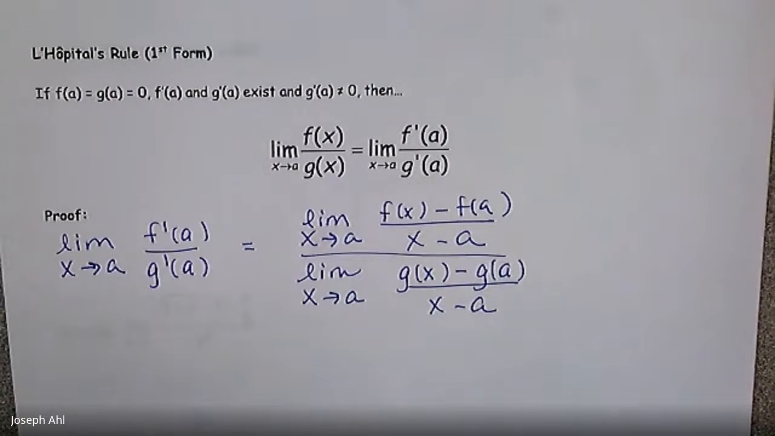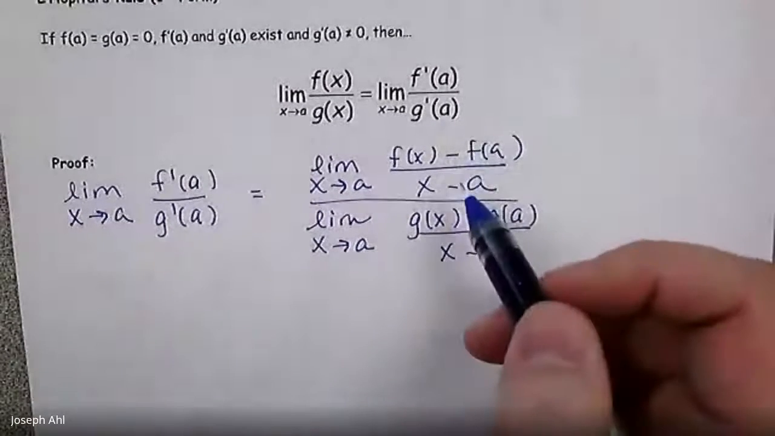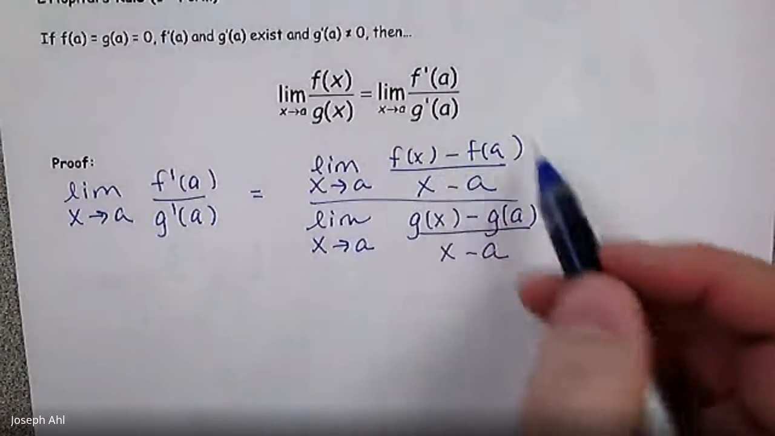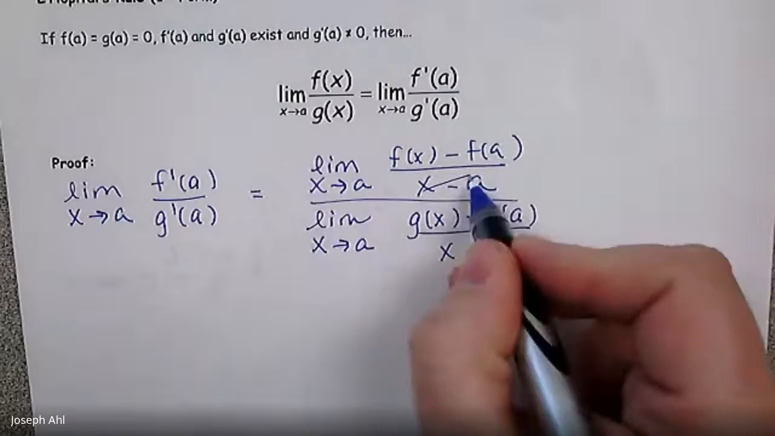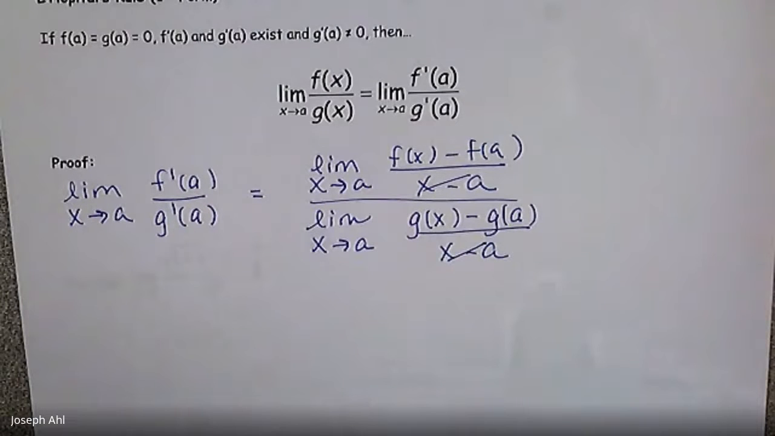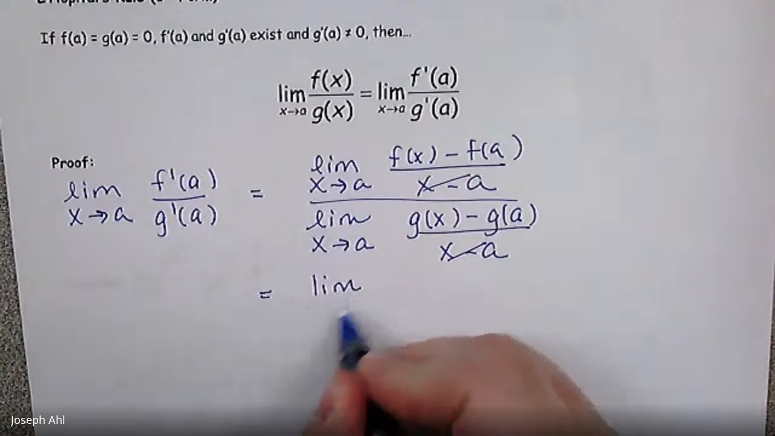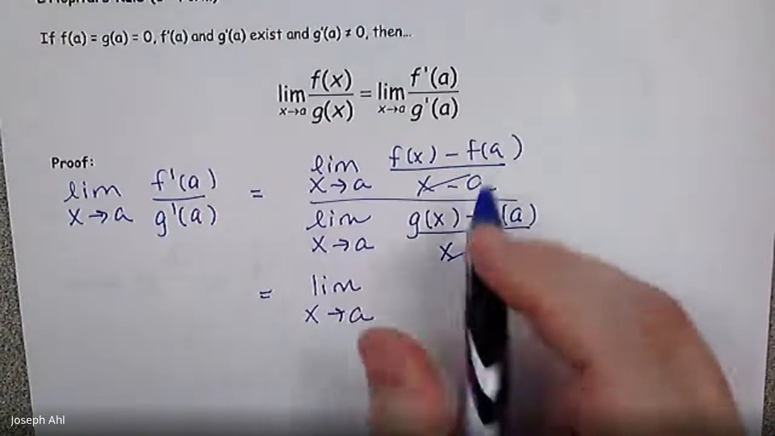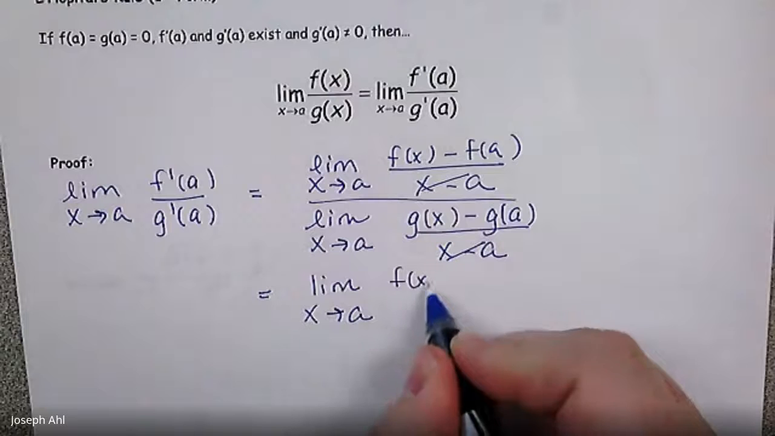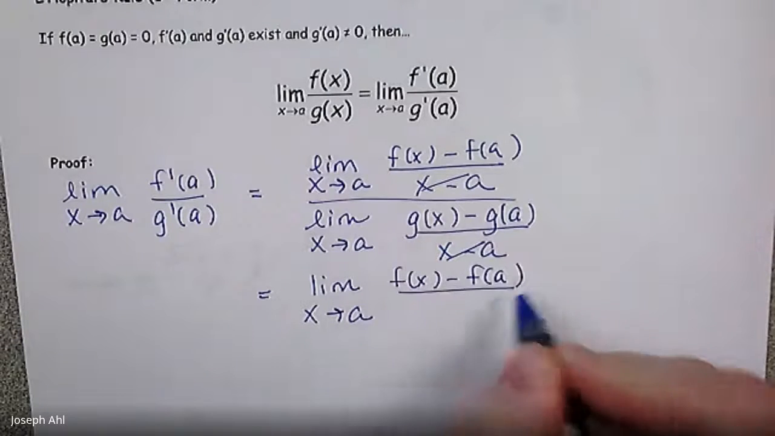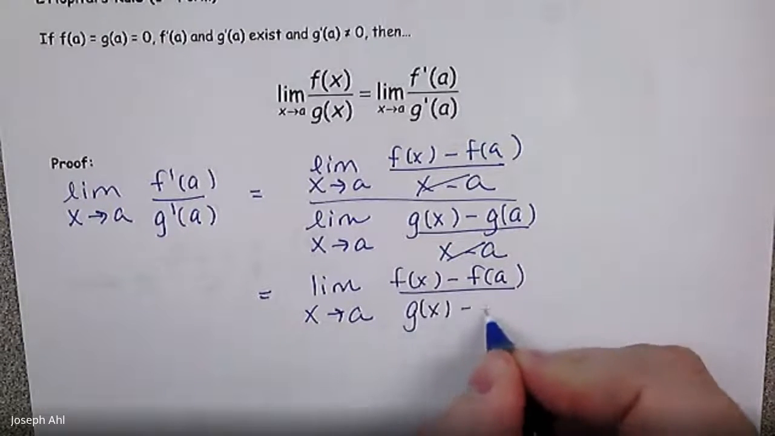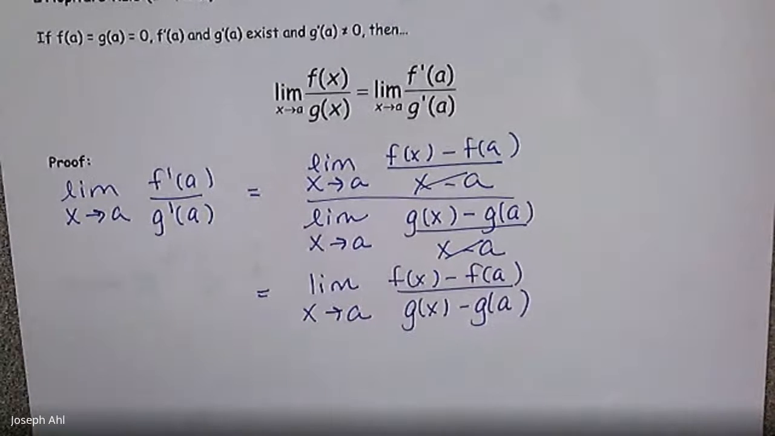So we're going to do a couple things in the next step. One being, if you think about multiplying the top and bottom here by x minus a, those x minus a's will go away. And then sucking this back into one limit, we would get the limit as x approaches a of, up here, f of x minus f of a, and on the bottom, g of x minus g of a.